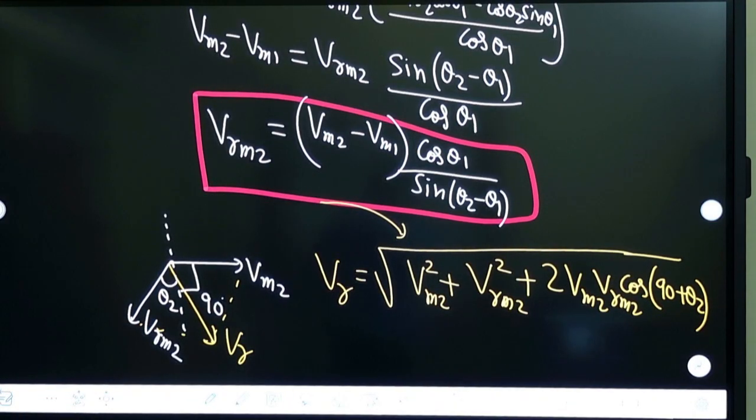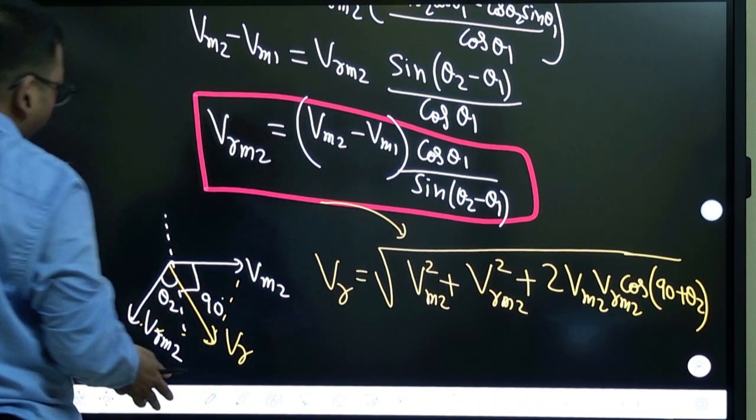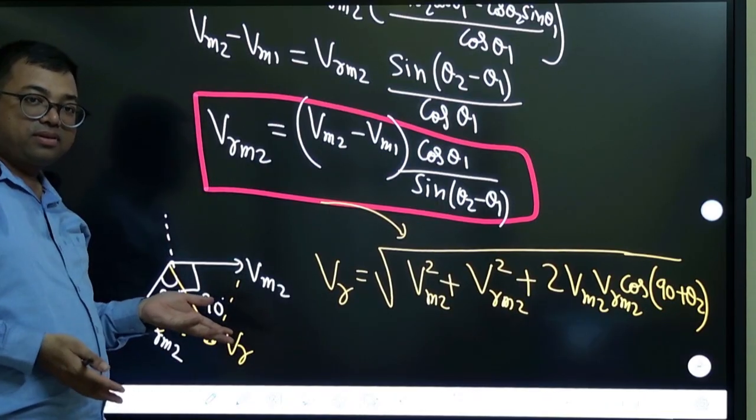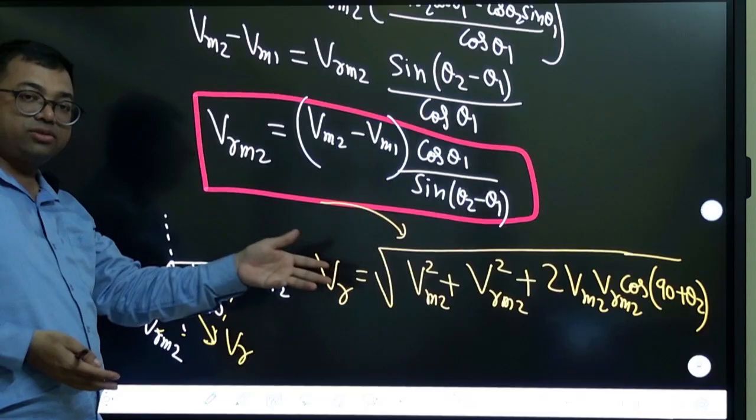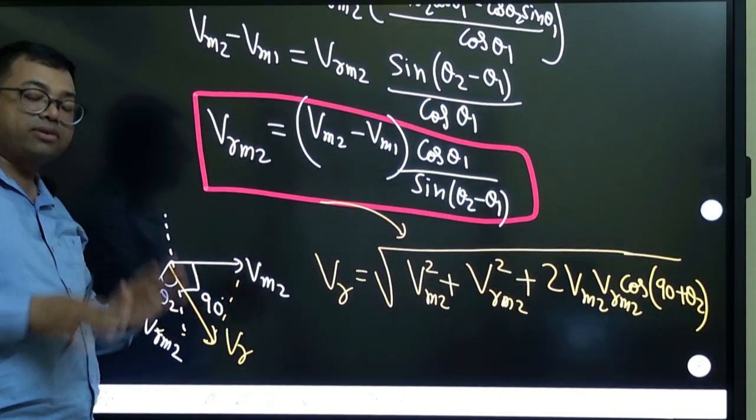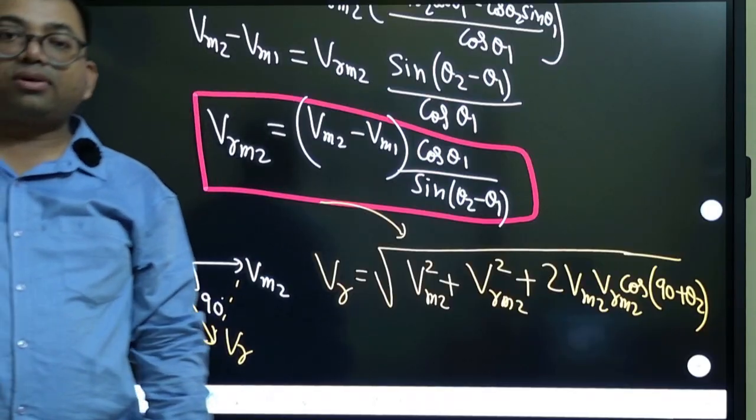Understood? Theta 2 they will give in the question. Say theta changes from 30 to 60, so the final angle is 60 degrees. They will give that in the question. Got it?